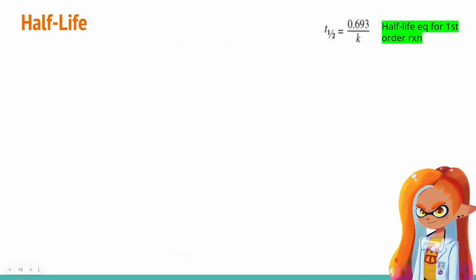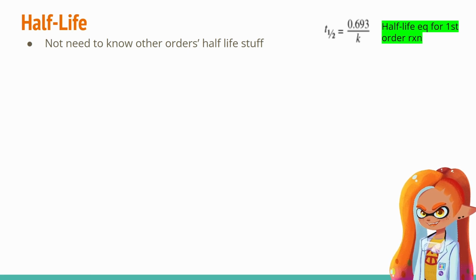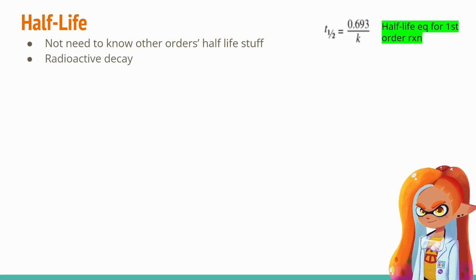So as I've mentioned, you don't need to know the other orders' half-life stuff. You only need to know for first order. You need to know the equation is for first order, so just make sure to know that in general. Okay, so this is radioactive decay.